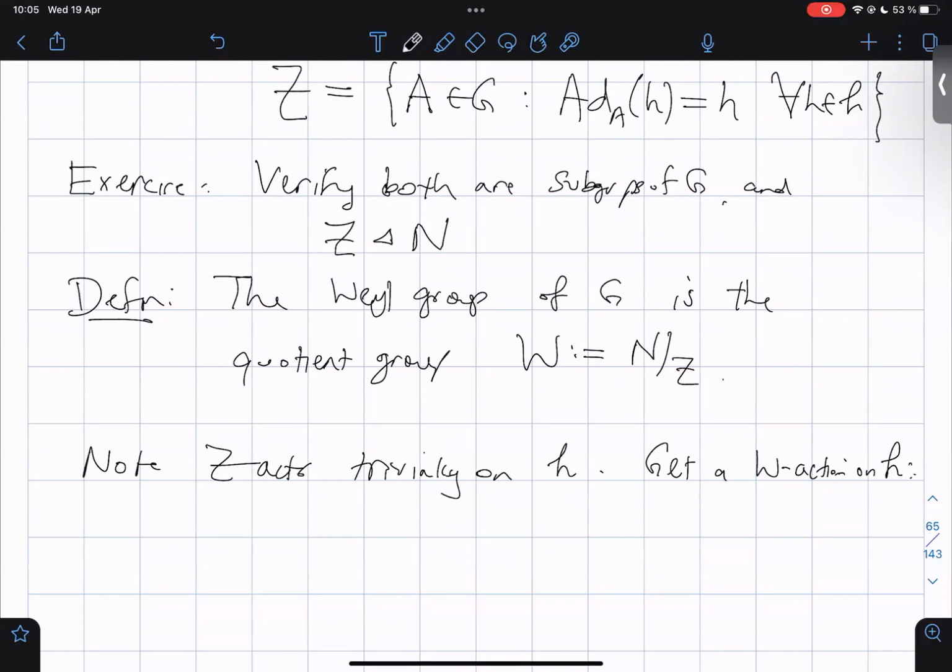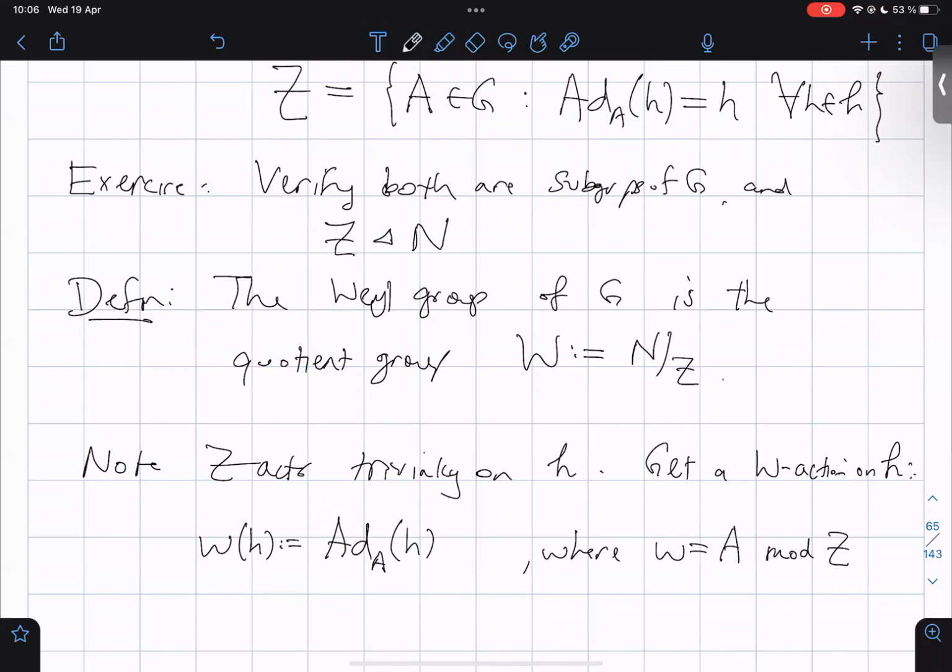And we're going to get a W action on H. Okay, how is this defined? On one of these diagonal elements, I'm going to define it just via this adjoint action, where W is A, and then we write mod Z. Just like with this clock example.